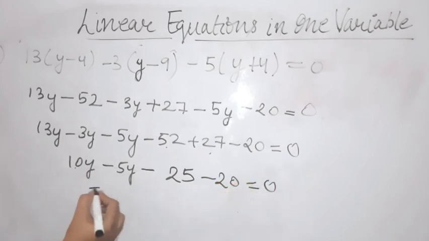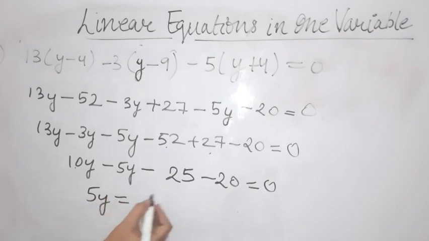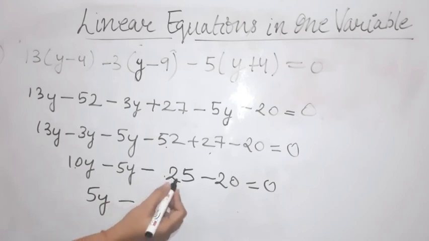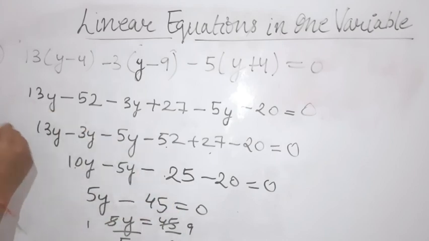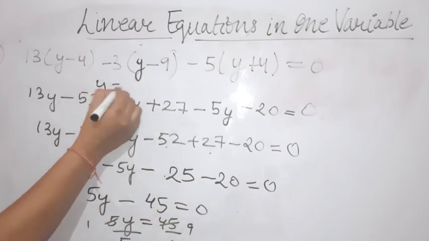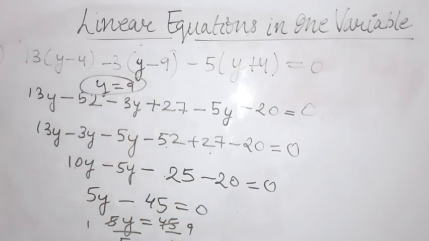Again 10 minus 5 is 5. So it will be 5y, and minus 25 minus 20 will be minus 45 is equal to 0. Now 5y is equal to 45, and we have to divide both the sides of the equation by 5. Now 5 ones are 5, 5 nines are 45. So what is the value of y? The value of y is 9.